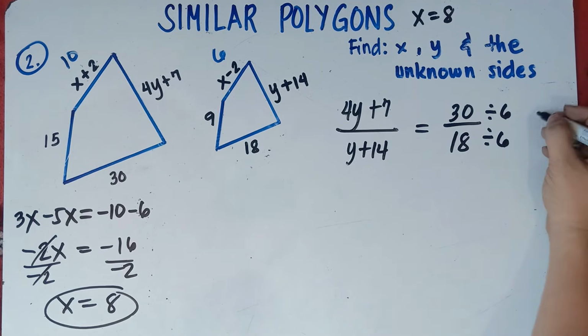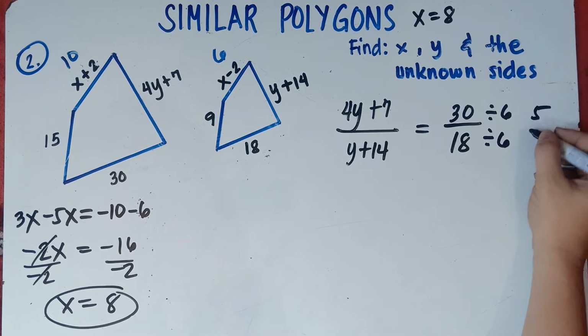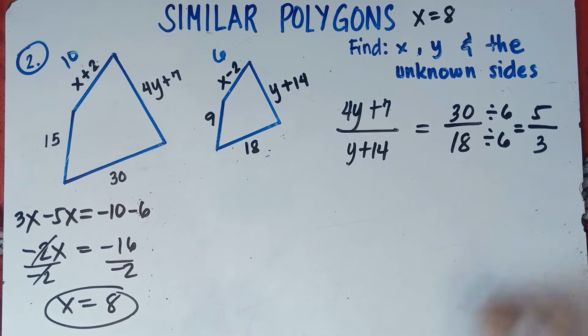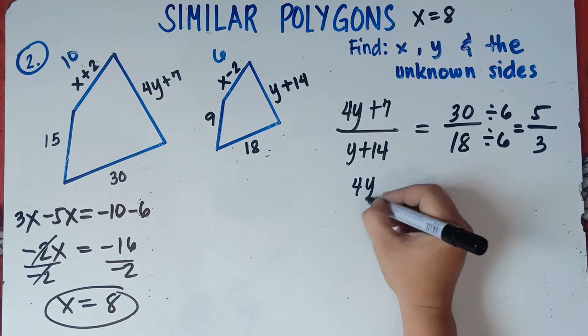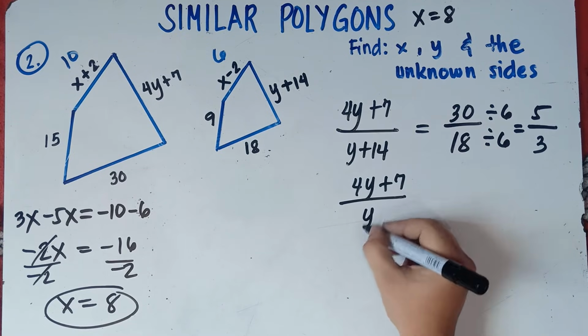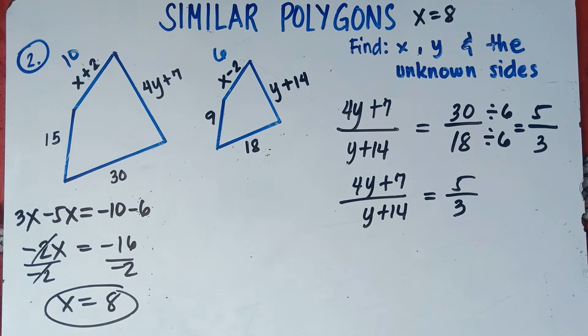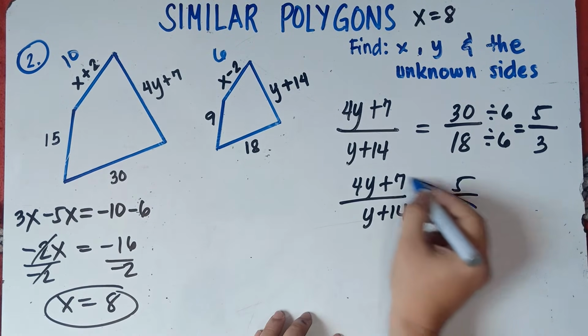So 30 divided by 6, that is 5. 18 divided by 6, that is 3. So we can write this one, 4y plus 7 over y plus 14 is equal to 5 over 3. Then cross multiply.